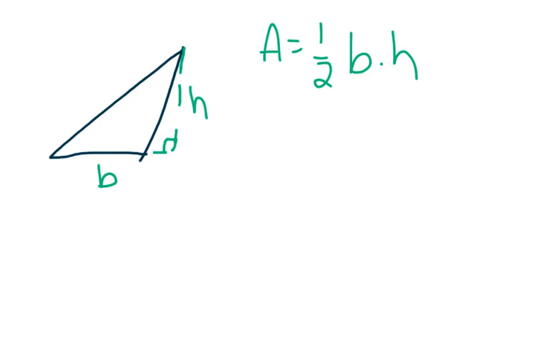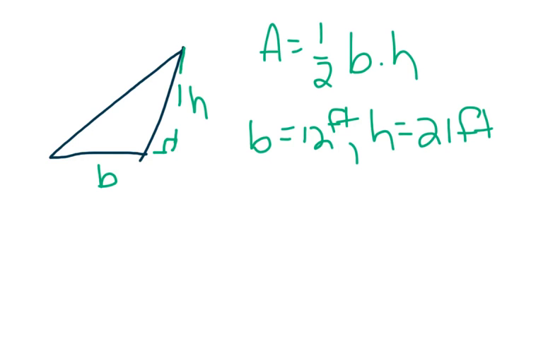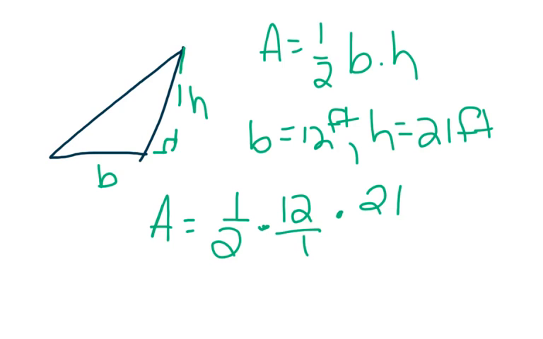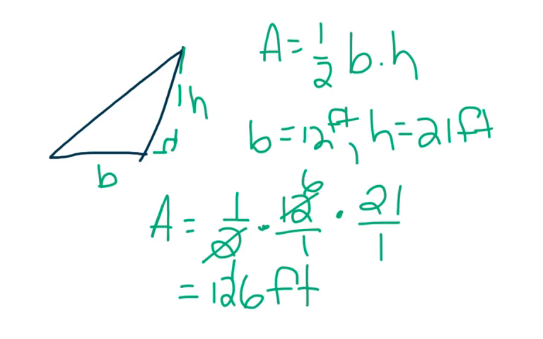Alright. So, if b equals 12 and height equals 21 feet, what is the area? So you can plug that in. 1/2 times 12 times 21. You do the same thing we did on the previous problem. And our answer is 126 feet squared.